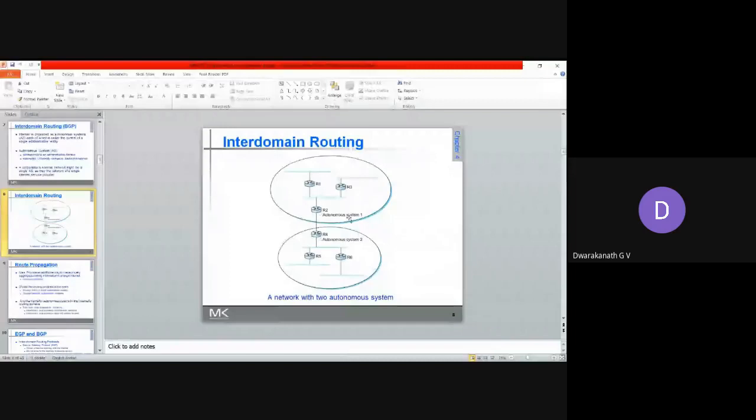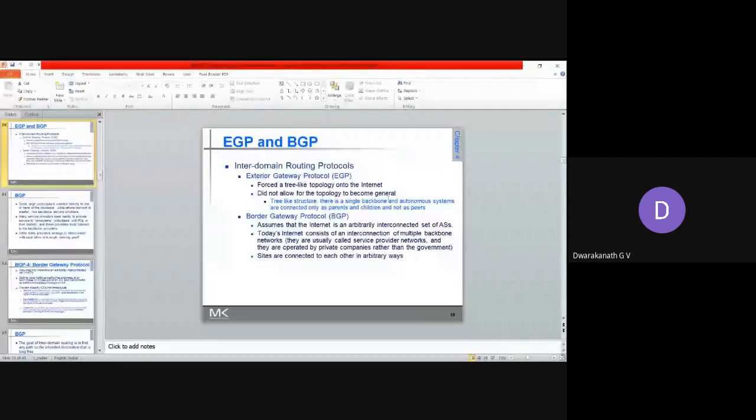Coming to the next, the two types of protocols we are going to use for interdomain routing are EGP and BGP. The interdomain protocol, exterior gateway protocol, forced a tree-like topology onto the internet and did not allow the topology to become a general graph. So this is the one thing.